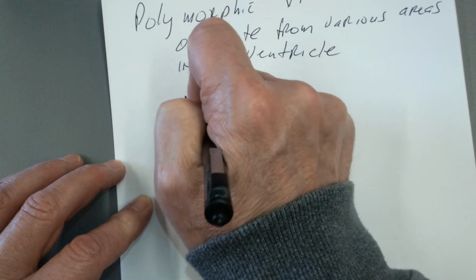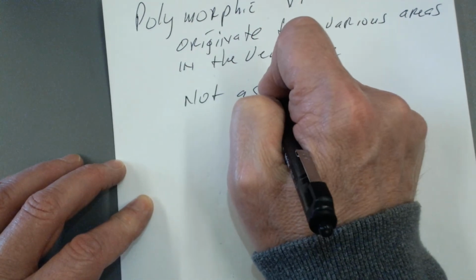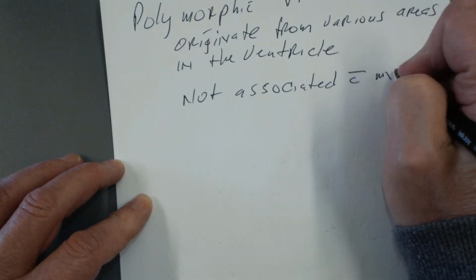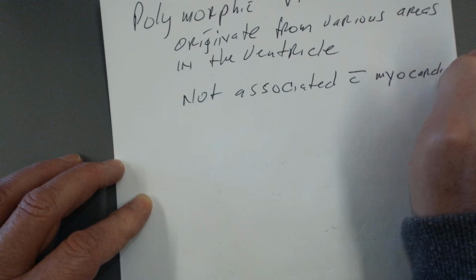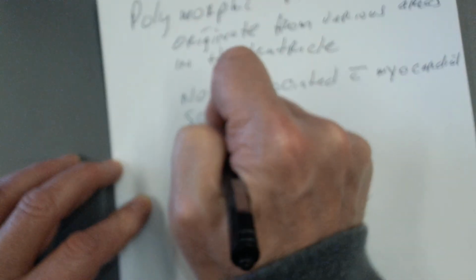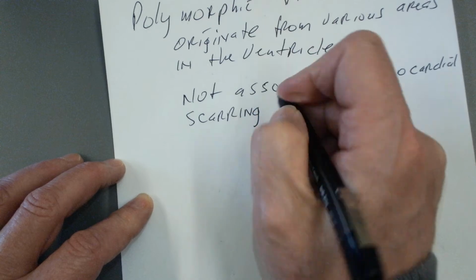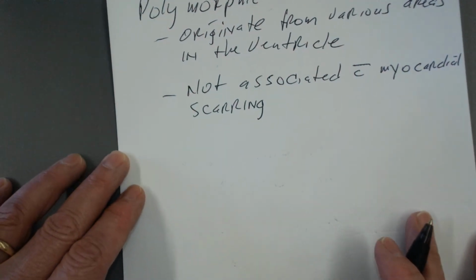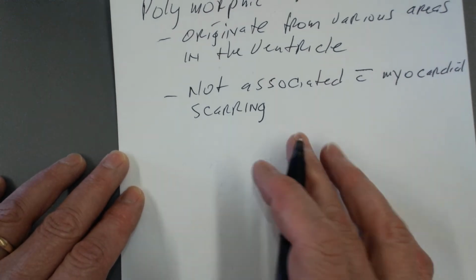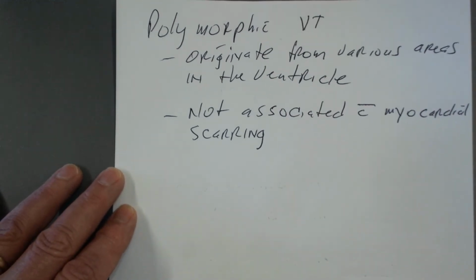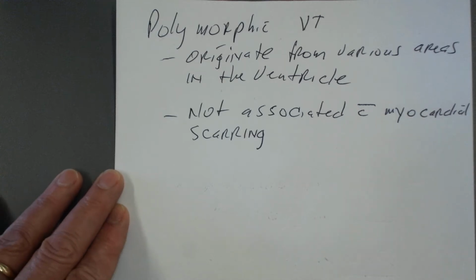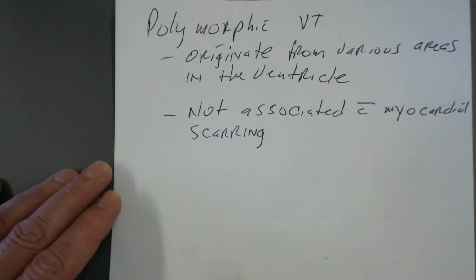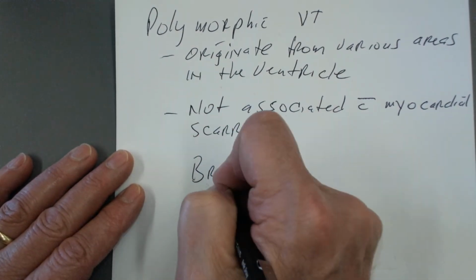This is not associated with myocardial scarring. Now, one particular cause of a polymorphic ventricular tachycardia is a relatively rare autosomal dominant genetic condition that's called Brugada Syndrome.